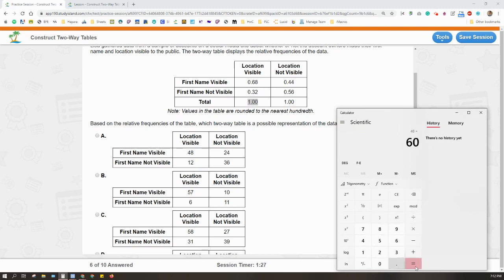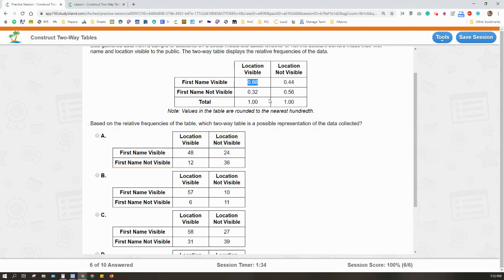48 divided by 60 is equal to 0.8. That's 80%. We don't want it to be 80%. We want it to be 68%, 0.68. So A is not going to be our answer. Let's move on to B.